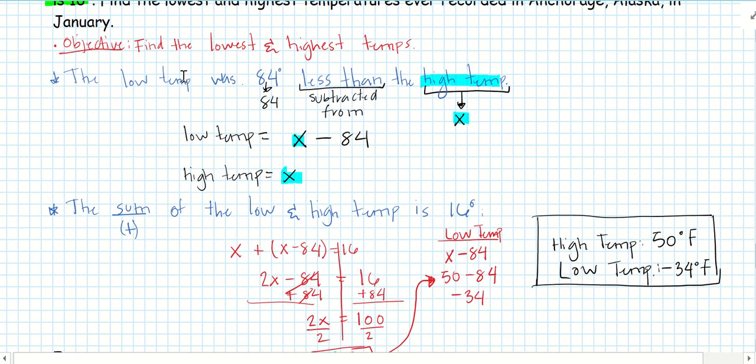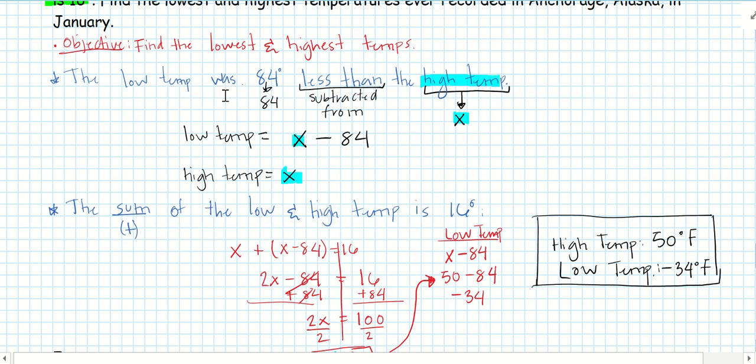So just remember, we're always going to have one of the measurements, or whatever we're trying to measure, related to the other one. The second one is usually the one that we assign the variable for. So for instance here, the sentence was written from the low temperature in terms of the high temperature, because it says 84 less than the high temperature. If we had said the high temperature is 84 degrees more than the low temperature, then X would have gone for the low temperature, right?